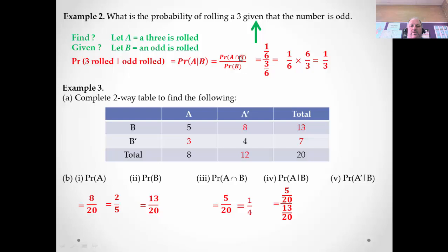Or, if we use the rule, probability of A given B is the probability of A intersecting B, 5 out of the 20, divided by the probability of B, which is 13 out of the 20. If you notice, there are our last two answers, and with the little trick from before, the answer here will be 5/13 because the denominators are the same. This one says not A given B. Well, the answer should be 8/13, or we go 8 out of 20 divided by 13 out of 20, which makes 8/13.